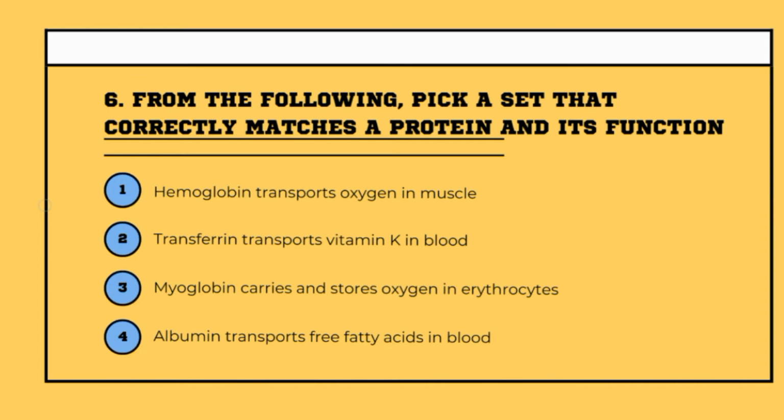Number 1 and number 3 are out. Number 2, transferrin transports vitamin K in blood, that's wrong because vitamin K is transported by chylomicrons. So the answer to this question is actually number 4, albumin, which transports hydrophobic molecules, and one of them are fatty acids and the like. So the answer is number 4.